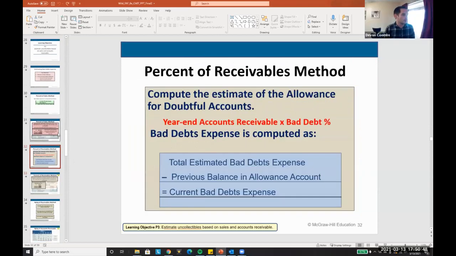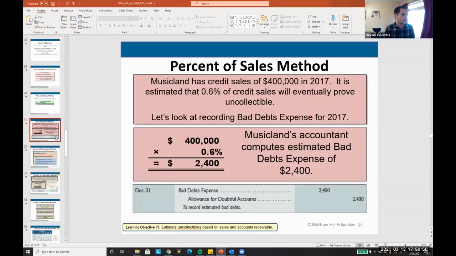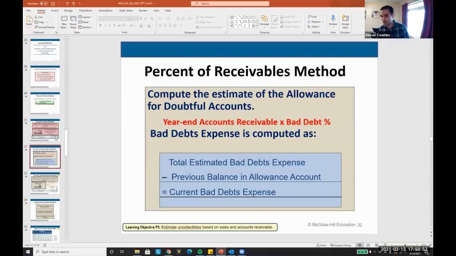Good questions. So we went over percent of sales. Let's make it a little more difficult. Let's go over our percent of receivables method. So compute and estimate the allowance of doubtful accounts for receivables. This is a little more challenging because receivables are an asset account. So it adjusts. It's a rolling balance. It's not an account that refreshes every year, right? So we take the total estimated bad debt expense minus a previous balance in the allowance account to get our current bad debt expense. You have to memorize this formula.